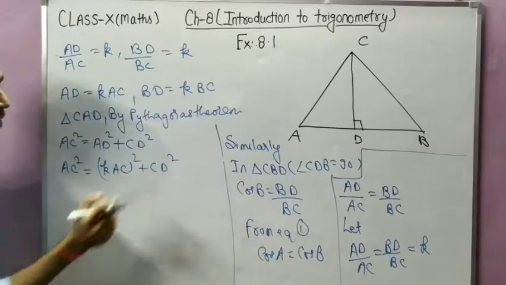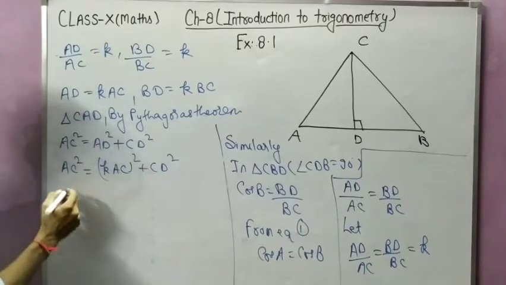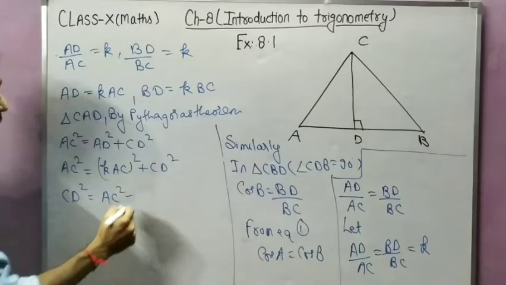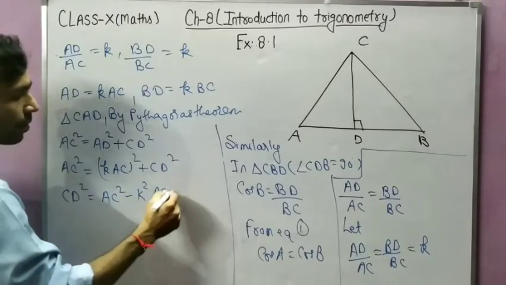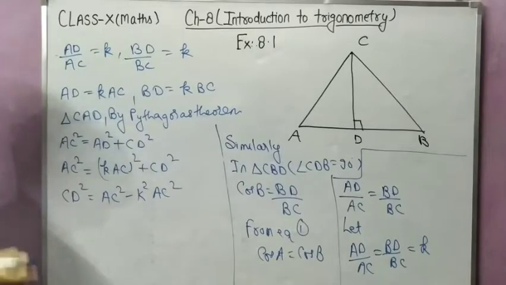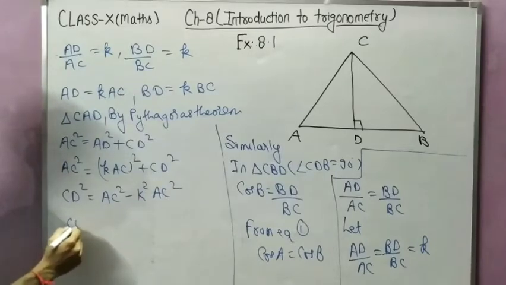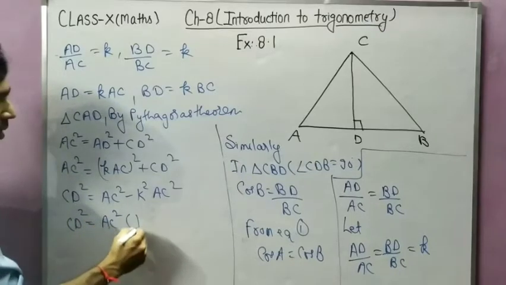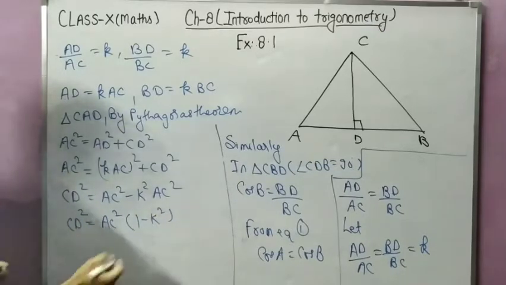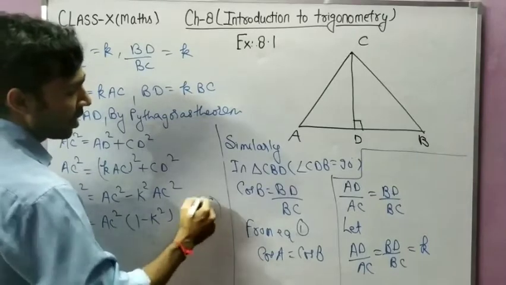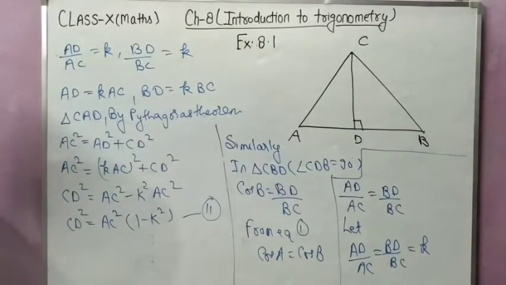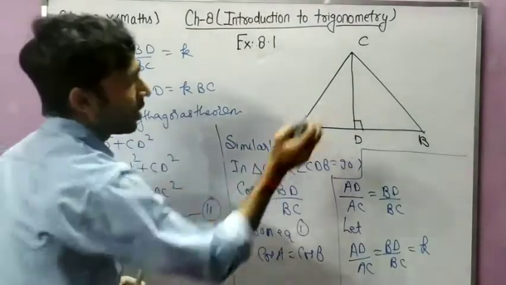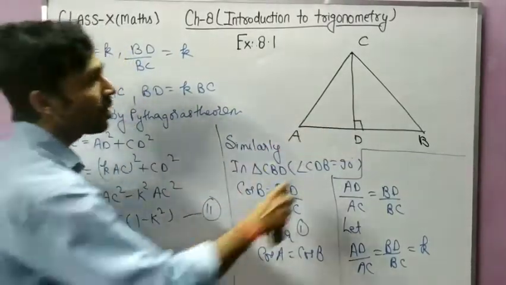Okay. So from here we can calculate the value of CD. So the value of CD square will come AC square minus K square AC square. Okay. Now, if you take AC square common, CD square will come AC square into 1 minus K square. So suppose it is equation number 2. So whatever steps we have applied for this triangle, same steps we will apply for this triangle.